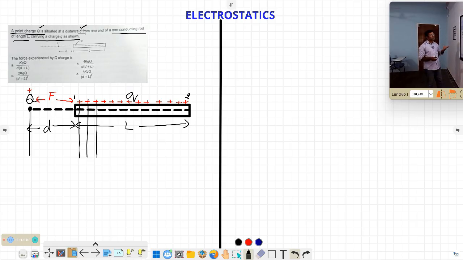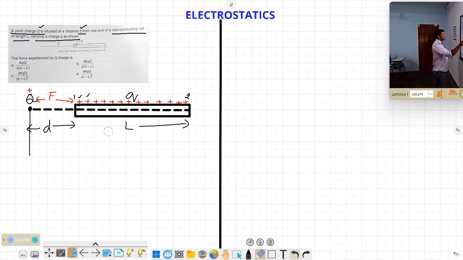So to calculate the force acting on capital Q by that charged body, we have to take the force applied by each charge onto that capital Q. It is very difficult because the charged body contains an infinite number of charges. Calculating each charge and adding all of that is very difficult. That's why we use the integration method to solve this easily. To solve this using the integration method, I am considering the concept called charge distribution.